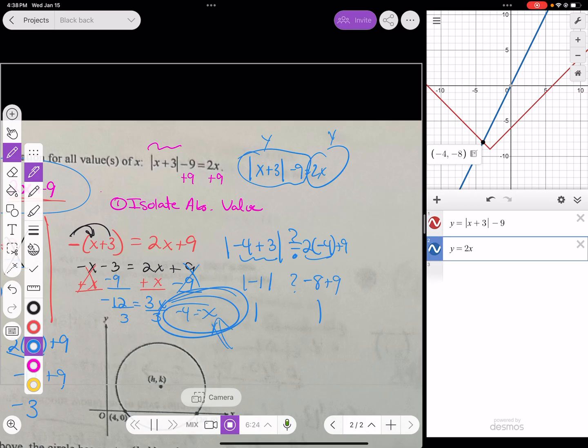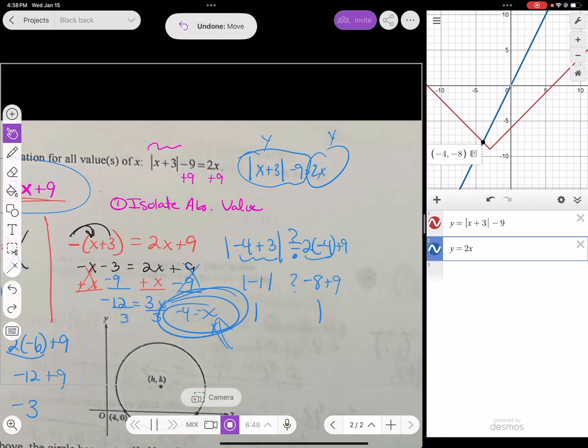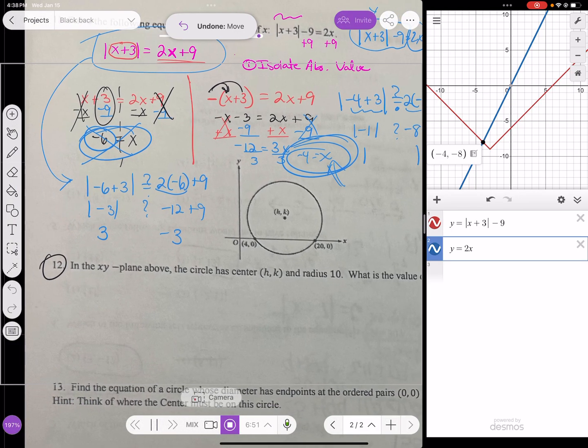The -8 is just telling me what happens when I plug a -4 into this side. When I plug a -4 into this side, it becomes -8. And when I plug a -4 into this side, it becomes -8. So as long as I plug in -4 to each side, it makes it true, and that's my answer. So quick way to solve any equation: graph the left side, graph the right side, see where they intersect. That's a little cheat that can take you a long way as long as you got Desmos or a graphing calculator.